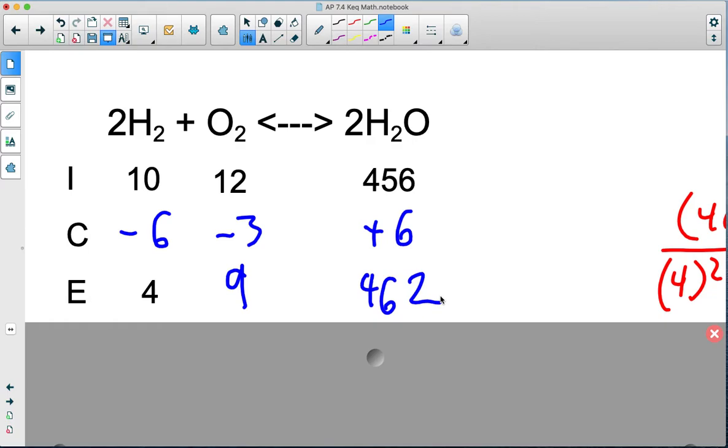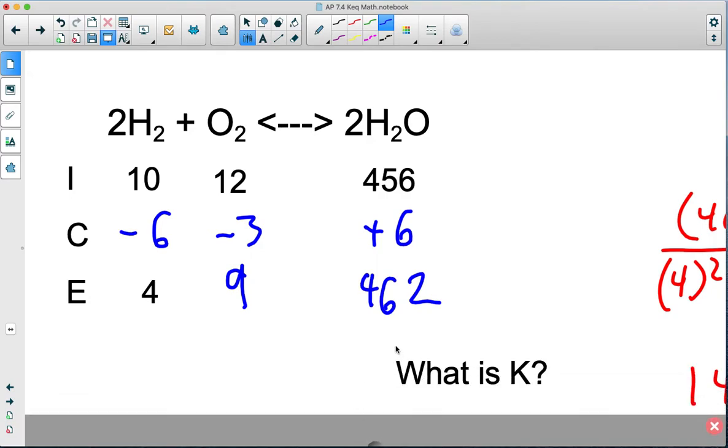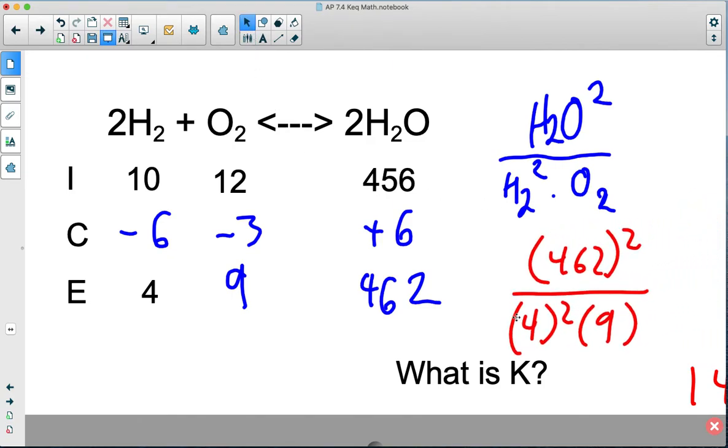Okay, our equilibrium expression for our K value for this thing is going to be H2O squared in the numerator, H2O squared over H2 squared times O2. Okay, and we have got what these all are at equilibrium. So it's just a matter of putting those in and plugging and chugging with the calculator. 462 squared divided by 16 times 9. This is what calculators are for.